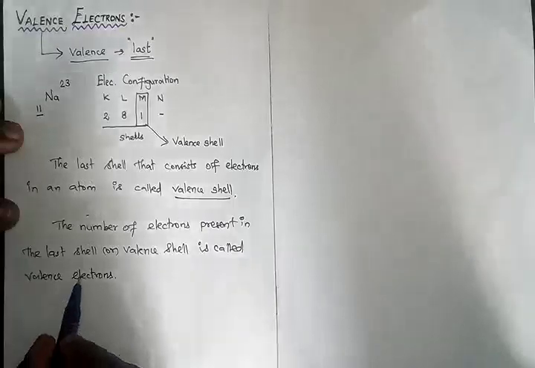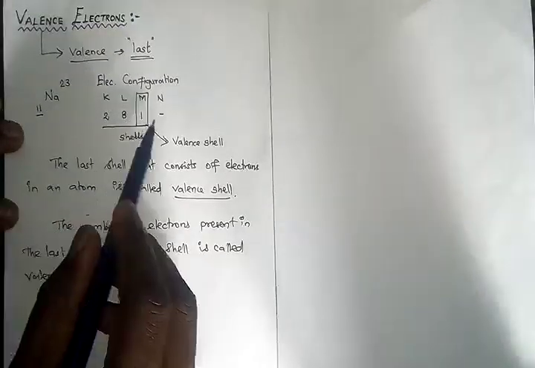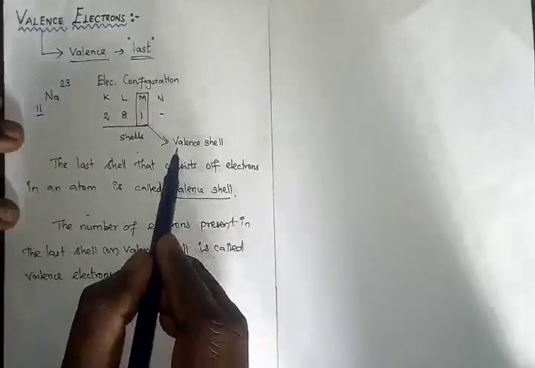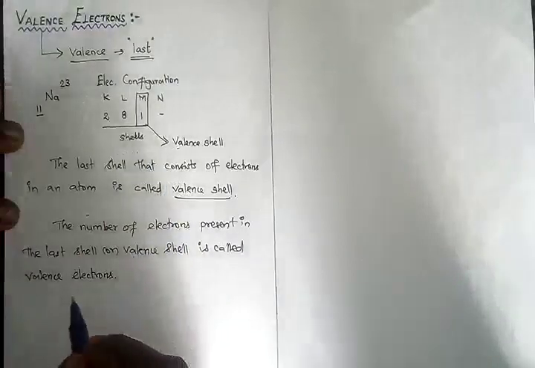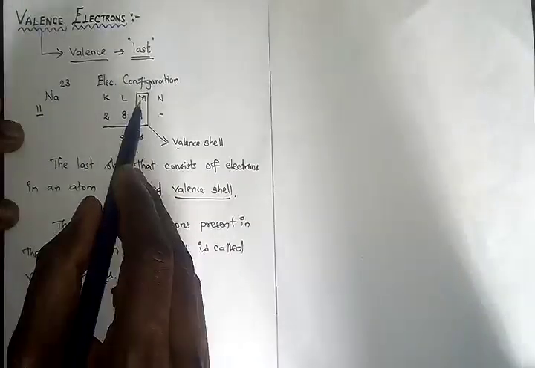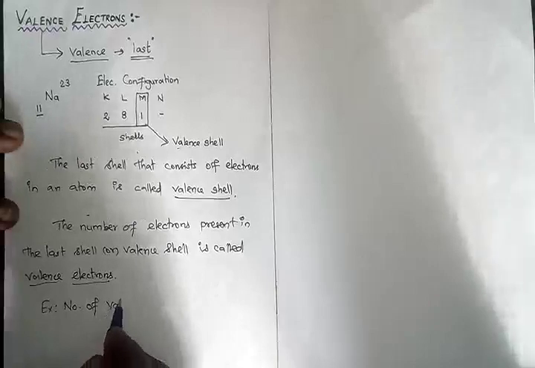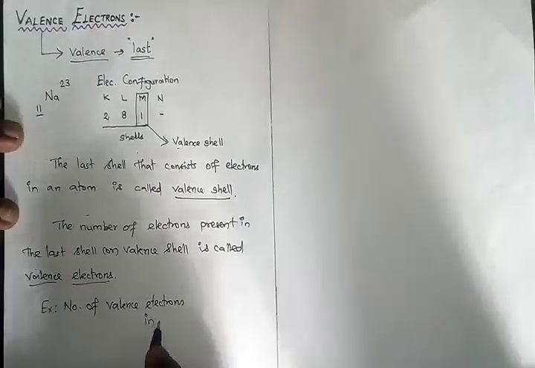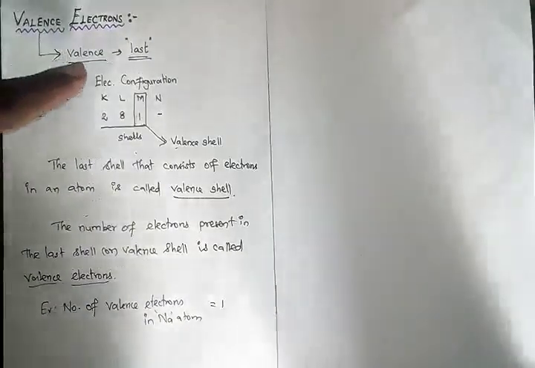So what is our next idea? You know now what valence electrons are. Again I repeat. When you write the electronic configuration of any element, the shell that contains the last electron is called the valence shell of an atom, and the number of electrons present in the valence shell is the valence electrons. So here sodium has 1 electron in the valence shell, that is the M shell. So the number of valence electrons in the sodium atom is 1. You might have understood why this is 1 now, right?